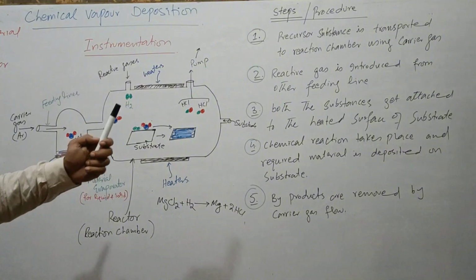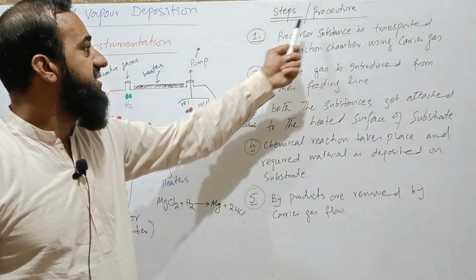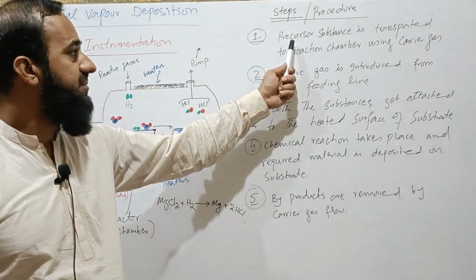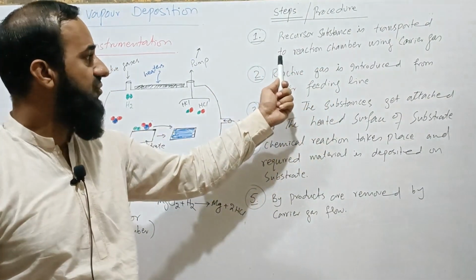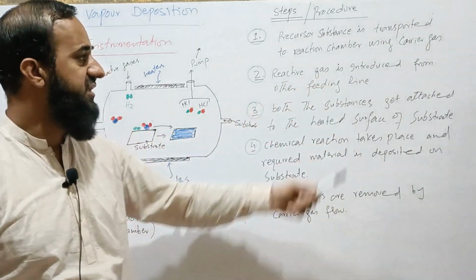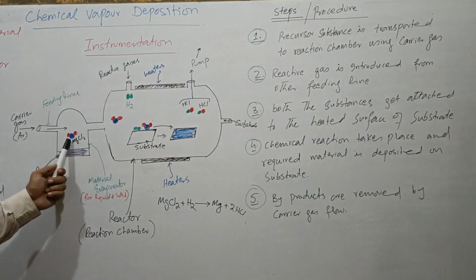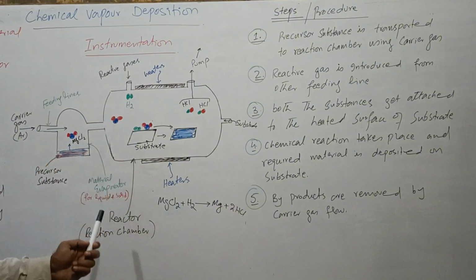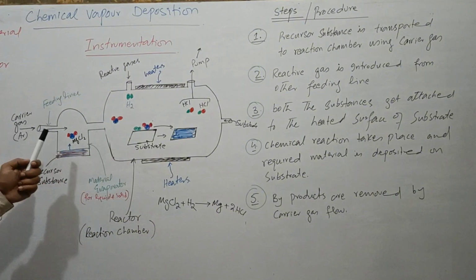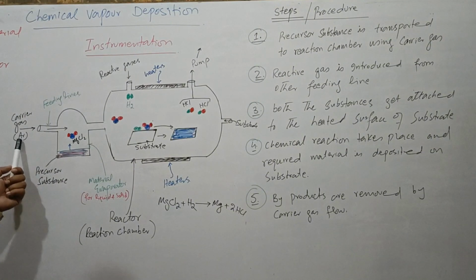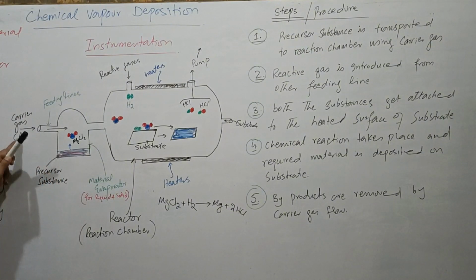If we see the steps or procedure of this method, then the first step is that the precursor substance is transported to the reaction chamber using a carrier gas. As I told, this precursor substance is taken to the reaction chamber with the help of this carrier gas. This gas may be any inert gas. For example, in this process I take argon.